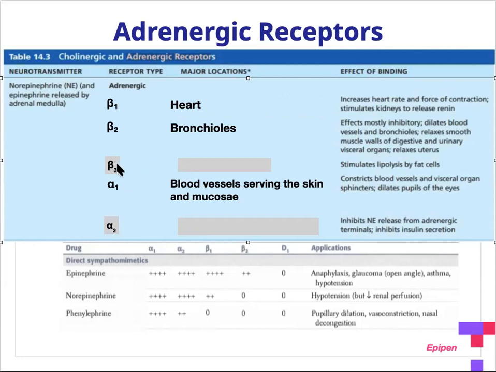Okay, beta 3, don't worry about it. Alpha 1 is mostly found within the peripheral blood vessels throughout your body, and not just any blood vessel in your body, mostly in the periphery, so serving the skin and mucosa, and the effect is vasoconstriction. Well, how do you remember that?